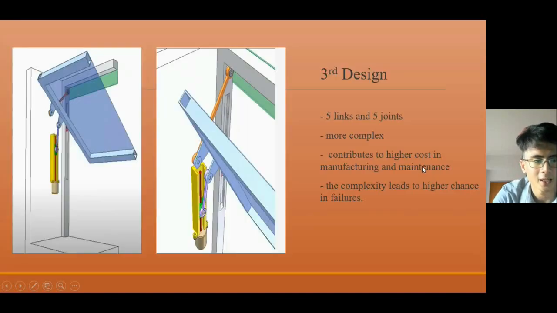For the third design, it has 5 links and 5 joints. This indicates that it is more complex than the first 2 designs. This complexity contributes to higher cost in manufacturing and maintenance, and also leads to higher chance in failure.